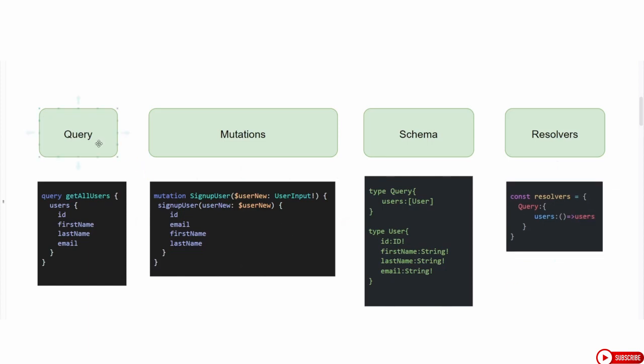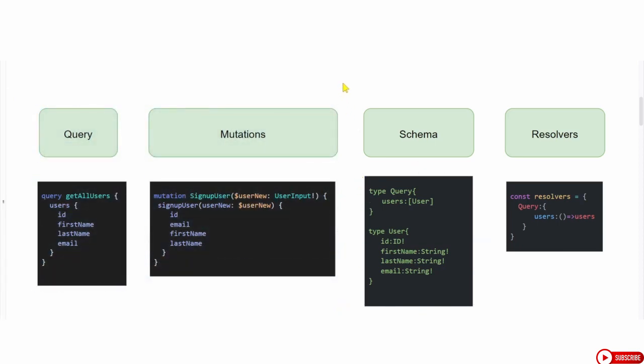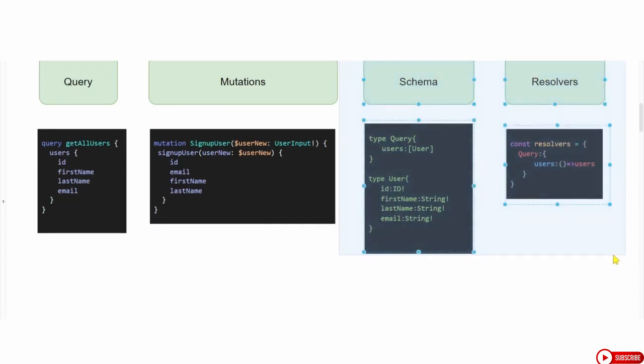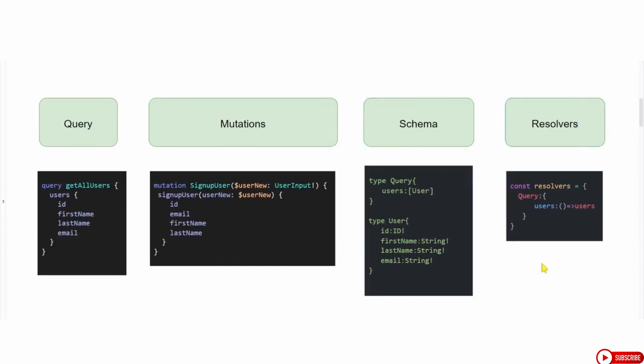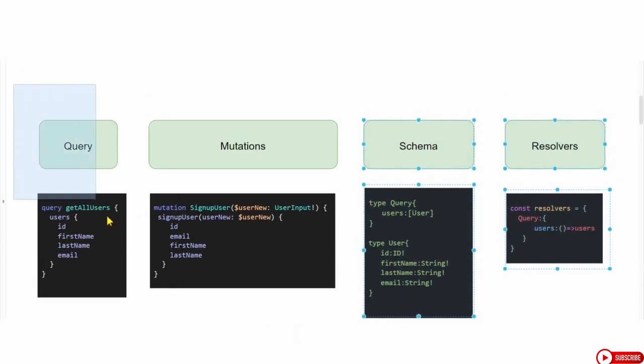So this was about query, mutation, schema and resolvers. Don't worry too much about this right now. In upcoming videos, we are going to learn all of these from scratch. We execute the query and mutation operations from our client side, and on our server side, on the GraphQL side, we create the schema and resolvers. So these two things we create on our server side, and the query and mutation we execute from our client side.